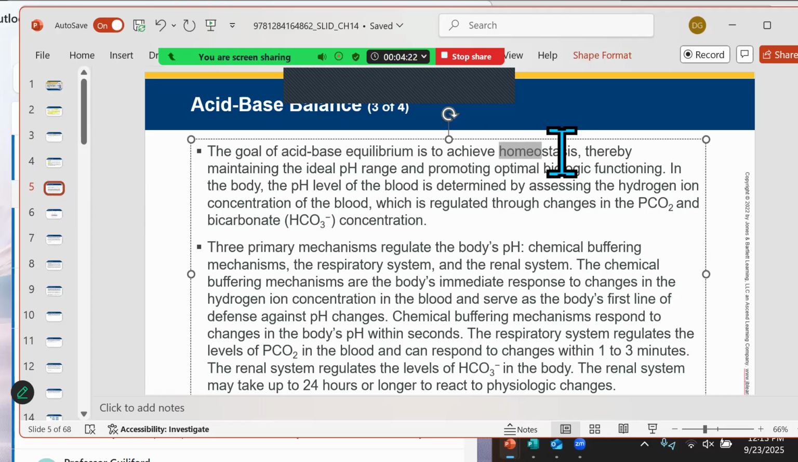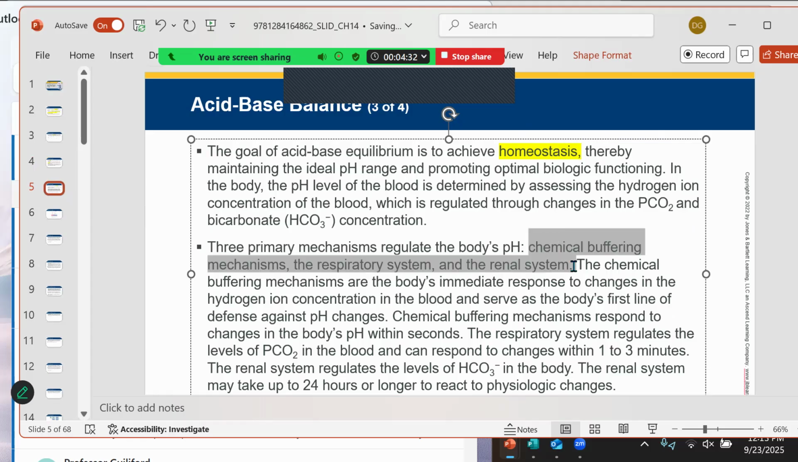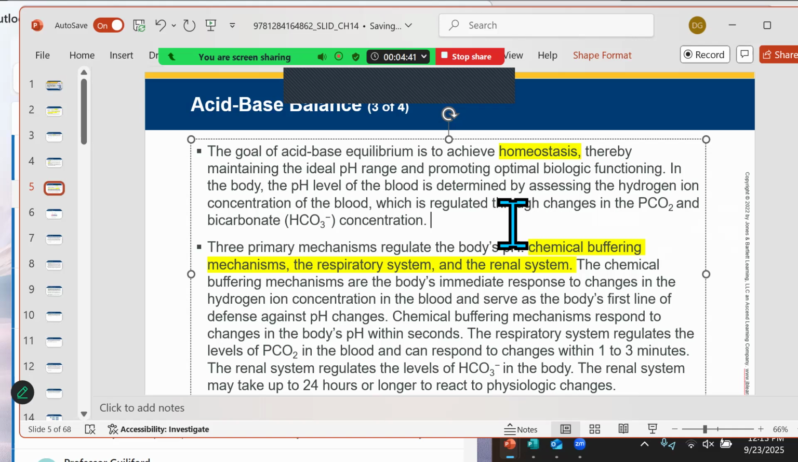Homeostasis. So much of what we do in medicine is try to help the patient achieve homeostasis, and it's chemical buffering, the respiratory system, and the renal system. We're going to go into that in much detail here over the next 45 minutes or so. Your respiratory system can change very quickly to adapt for homeostasis, but the kidneys take a little longer, maybe 24 hours or even a couple days to fully have their effect.